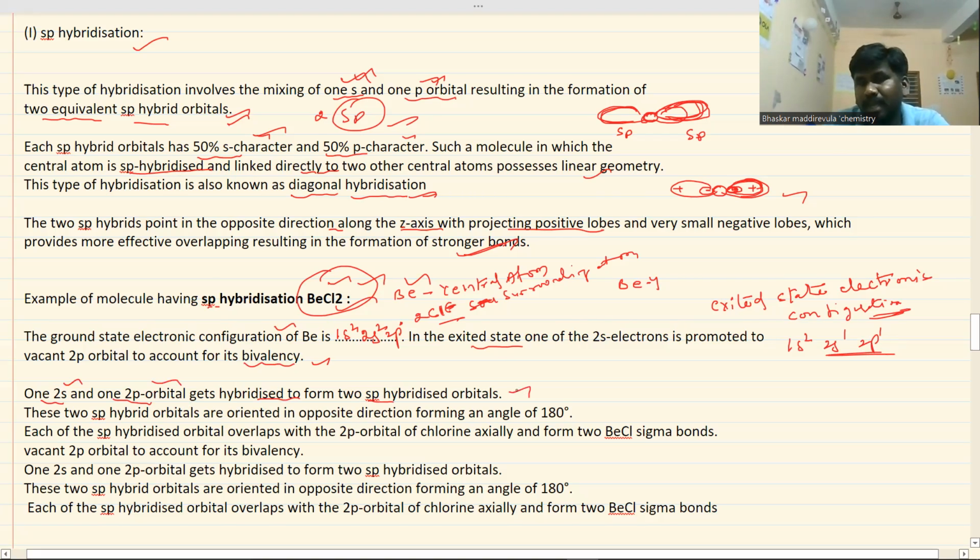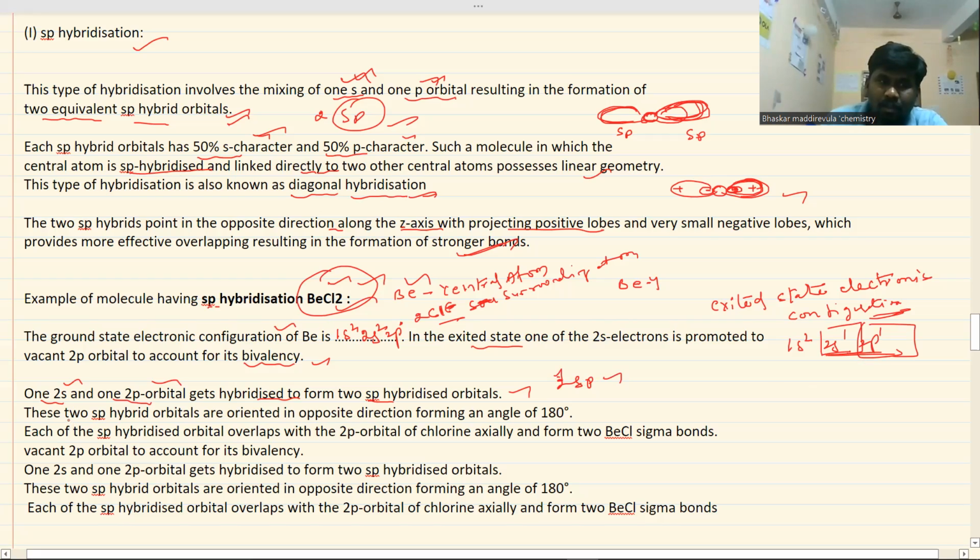So these orbitals are involved in the hybridization: one 2s orbital and one 2p orbital. By that you will get 2 sp hybrid orbitals. The 2 is the number, so two sp hybrid orbitals will be formed.